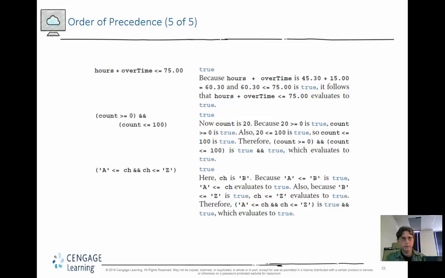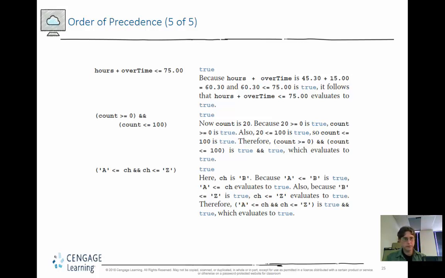Here, count is greater than or equal to 0, so count is 20. Is that right? Yeah. So 20 is greater than or equal to 0 is true. And 20 is less than or equal to 100 is also true. So true and true gives you true. We'll talk more about this situation here in a little bit.